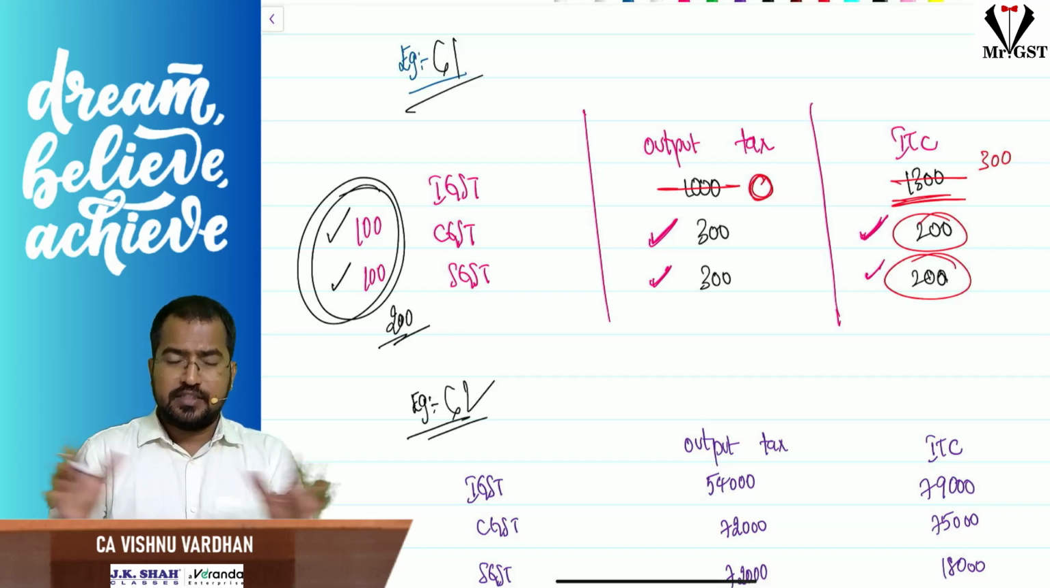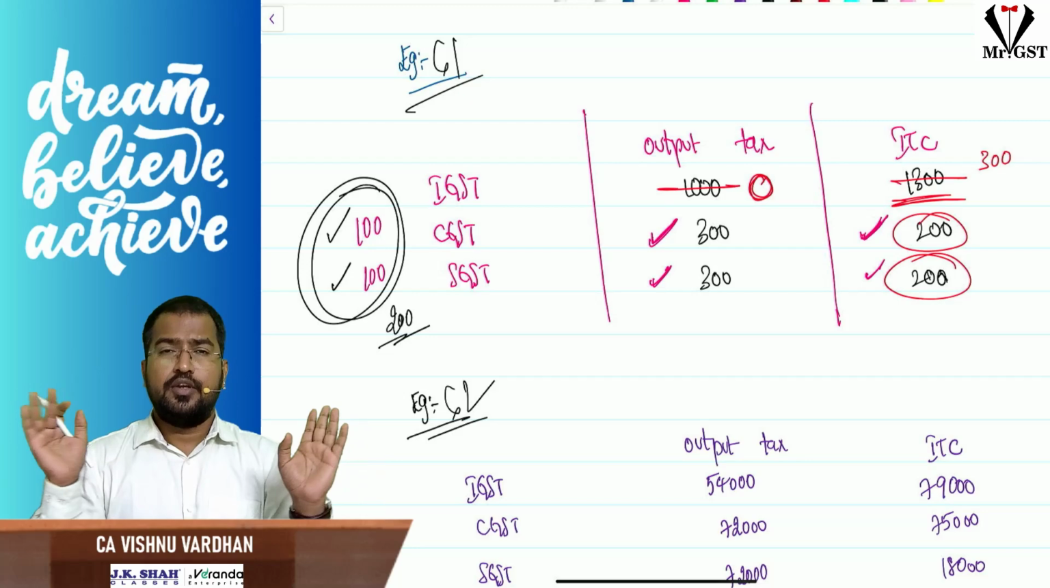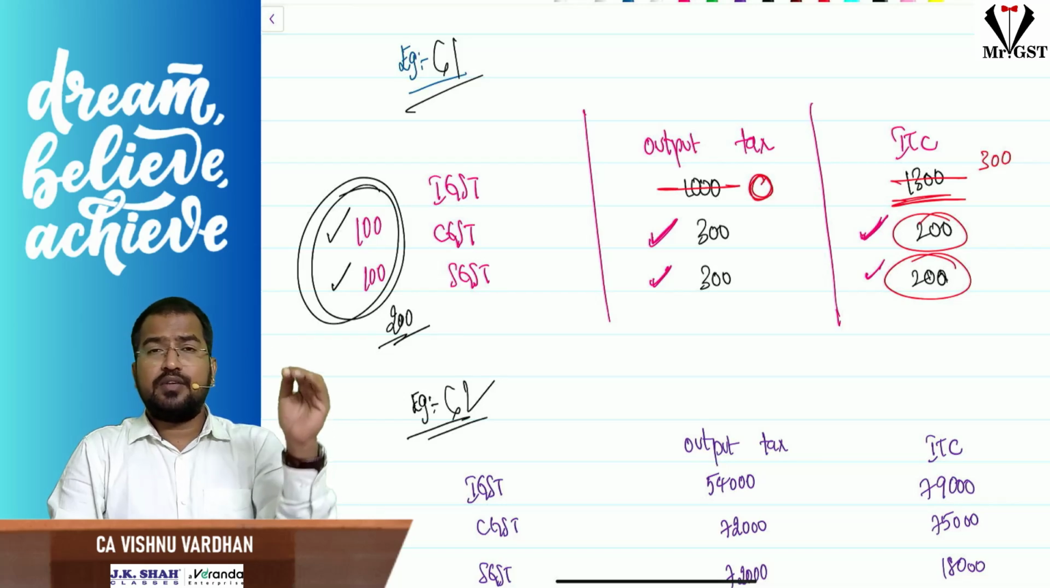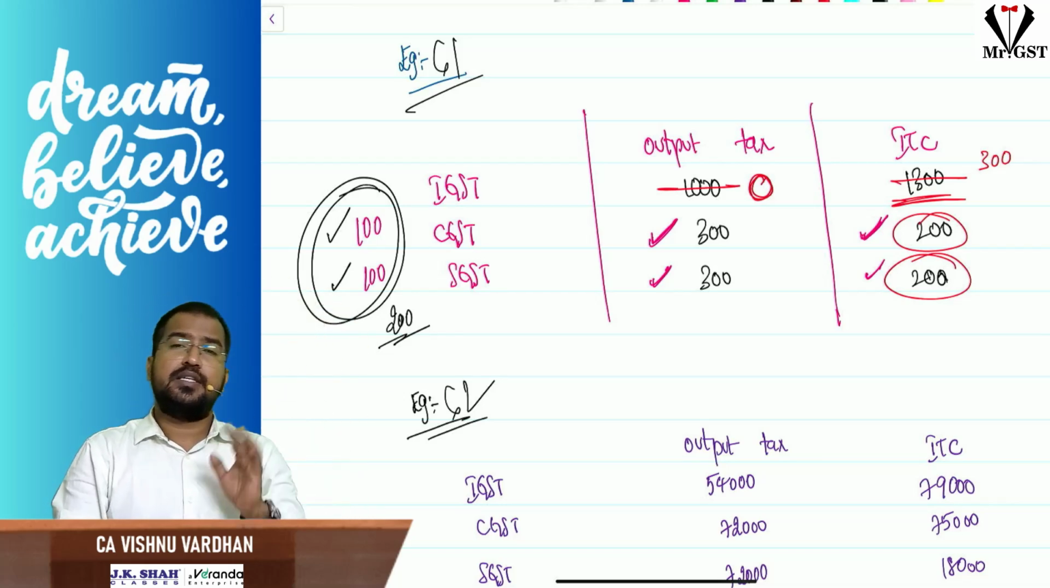In this way, if you are solving, there is no possibility of going wrong anywhere. You will definitely get the perfect answer, because they will not ask in the exam what is the net GST payable. They will ask you the net minimum GST payable in cash.